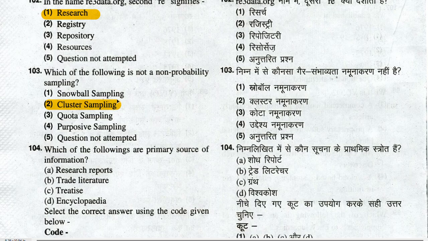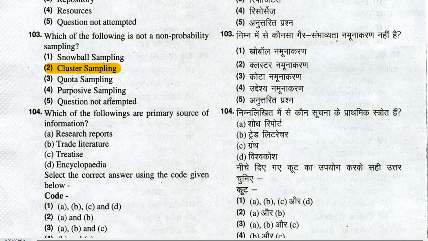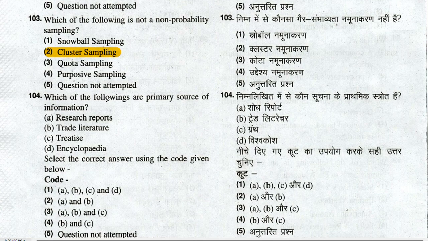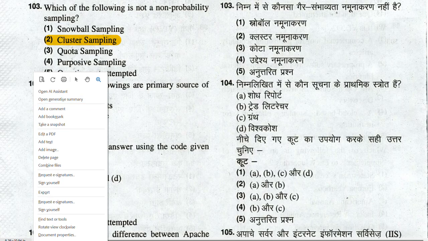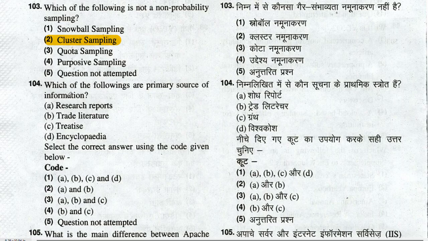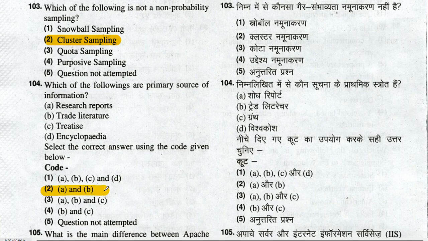Let's move to question number 104. Which of the following are primary sources of information? Trade literature and research report are primary sources of information. So option A, research report, and option B, trade literature, both are primary sources of information. So the correct answer of this question is option number 2, A and B.